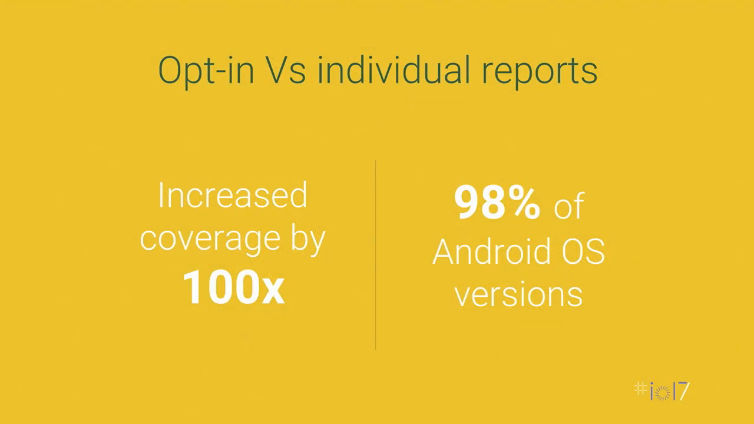As I mentioned, this data from Android Vitals is from users who have opted in. Previously, the data that has been in the crashes and ANRs section of the Play console has come from users individually reporting events. Now that we have this data from the opted-in users, you can expect to see about a 100x increase in the crash data in the Play console. So that can give you a lot better coverage and a lot better insights into your app performance, while still covering 98% of Android versions.